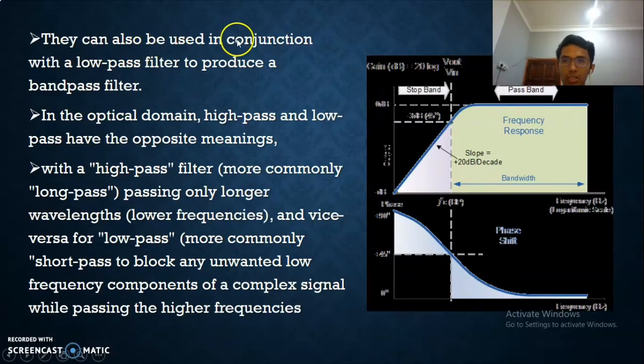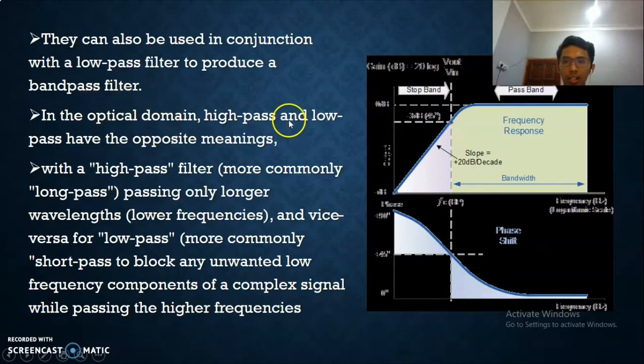They can also be used in conjunction with a low pass filter to produce a band pass filter. For example, for the graph, you can see the graph goes upward. For the low pass filter, it goes downward. It is different from the low pass.